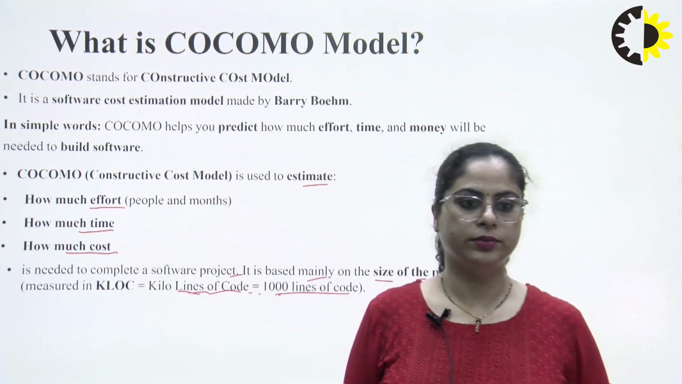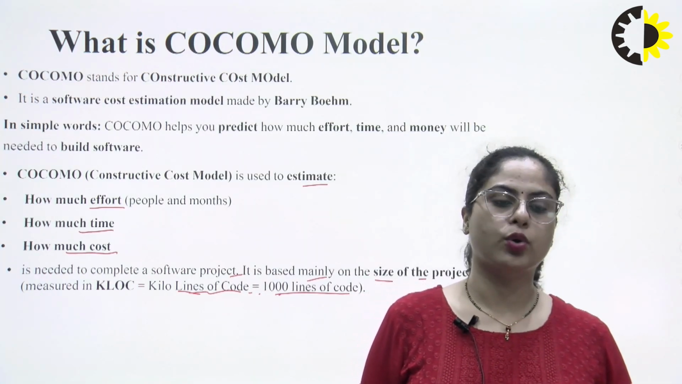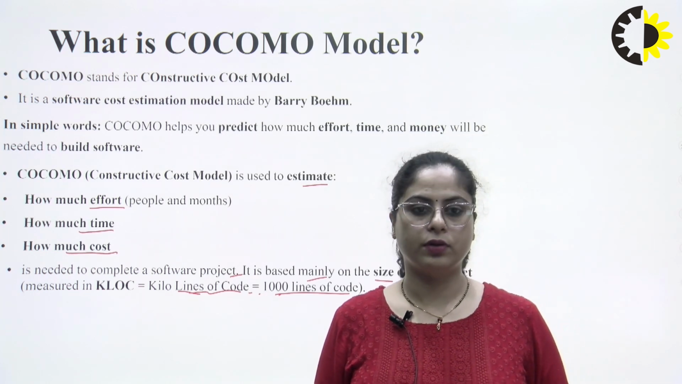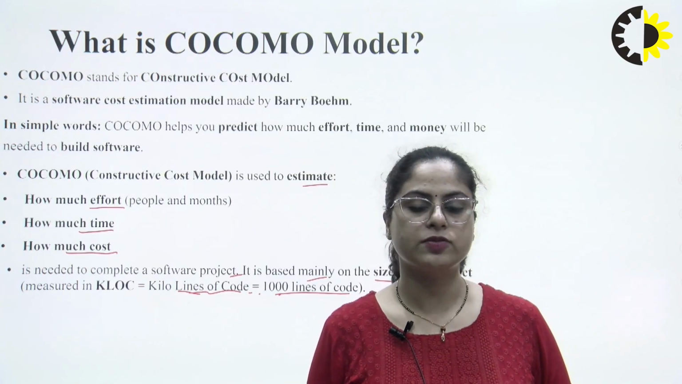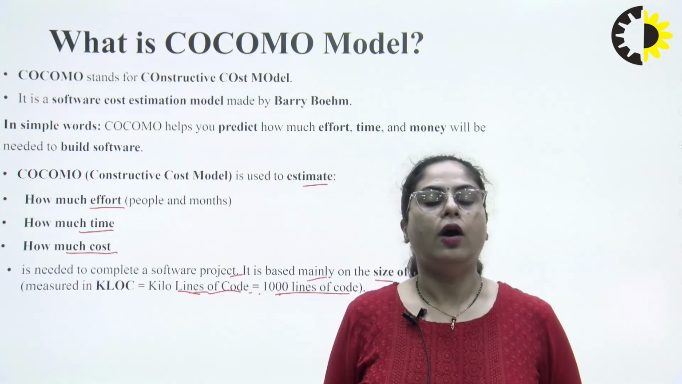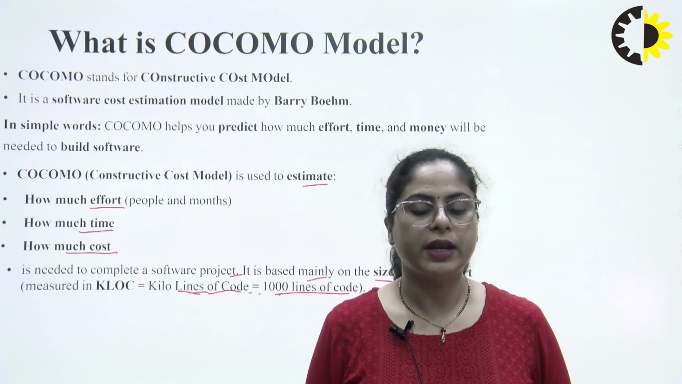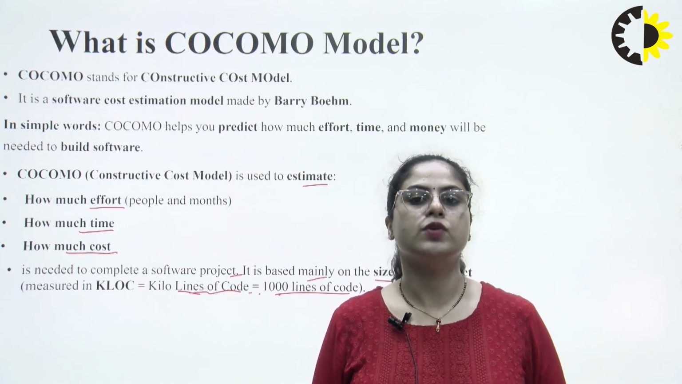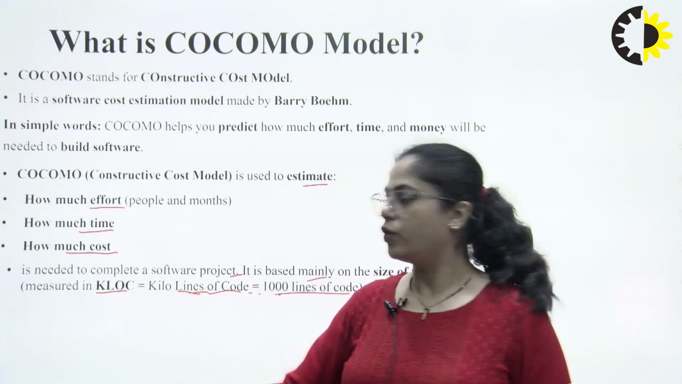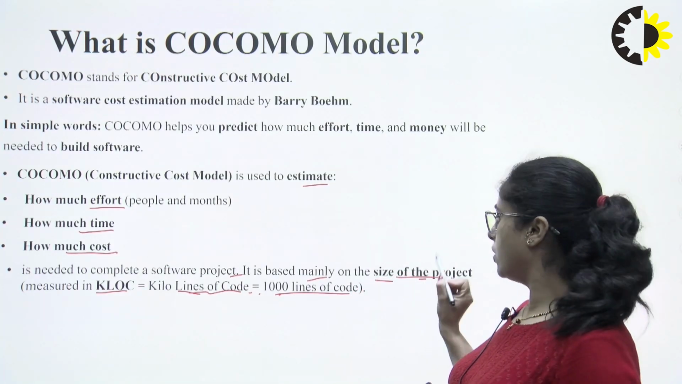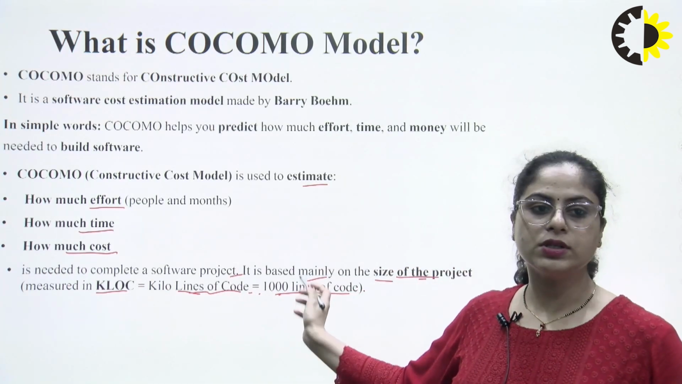In the previous video, we saw the modes of the COCOMO model. There are three modes: first is the organic mode, second is the semi-detached mode, and third is the embedded mode. Organic mode is used for small projects, semi-detached mode is used for medium size projects, and embedded mode is used for complex projects. Here KLOC is used for measuring the size of the project. KLOC is nothing but kilo lines of code, equal to 1000 lines of code.